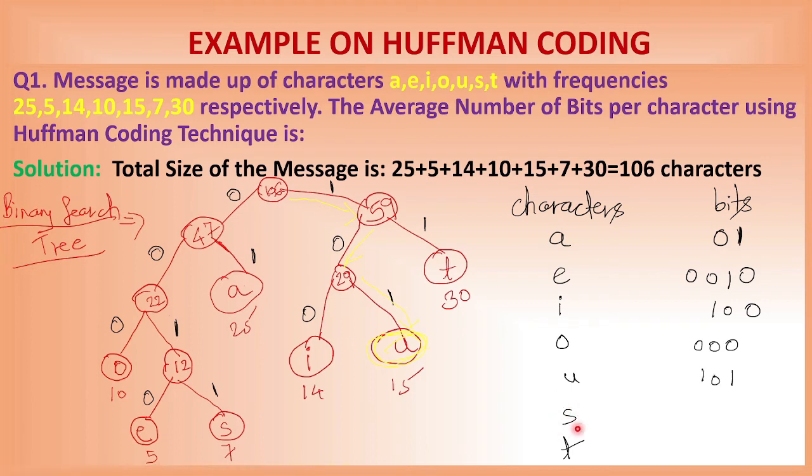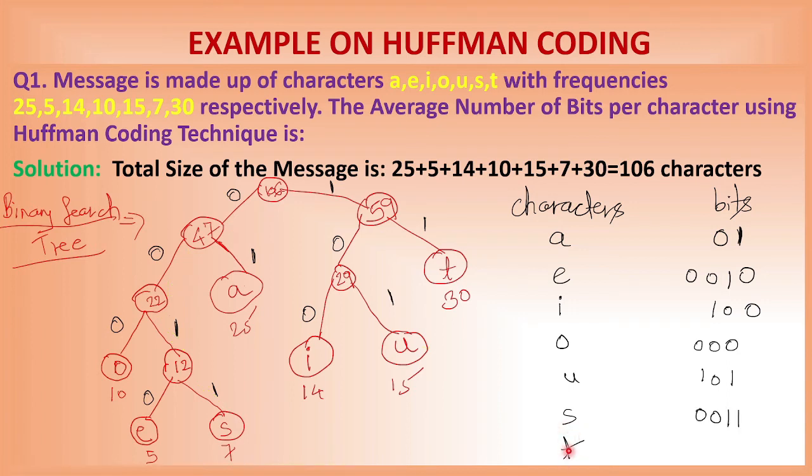Now next is character S. First check where character S is, over here. To reach character S from the root, we have to count how many bits will be used. First will be this edge, which has 0 as the label. The next will be this, which has 0 again as the label. Next will be this edge, which has 1 as the label, and next will be this edge, which has 1 again as the label. So 0, 0, 1, 1 are the bits used for representing letter S.